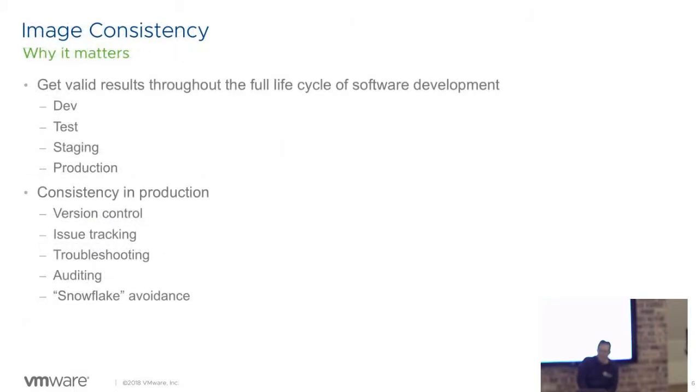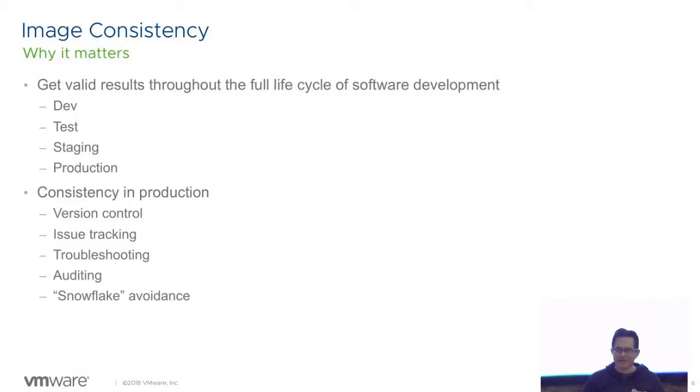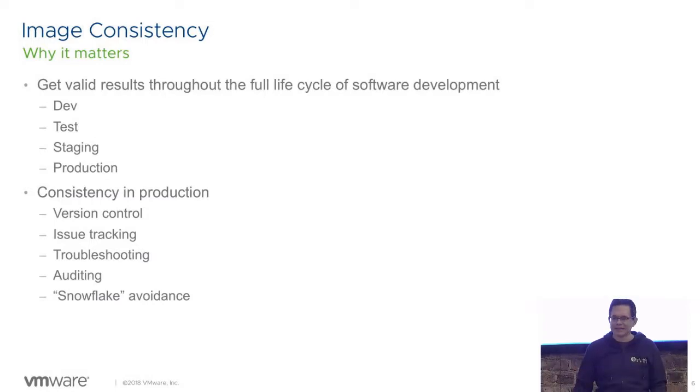Why does image consistency matter? Well, because you need to get valid, consistent results through the full life cycle of software development so that what the developer tested on his works-for-me desktop is the same thing that QA tested, and then once QA has validated it, you have some assurance that what went to staging and production is the same thing. Otherwise, why bother testing it?